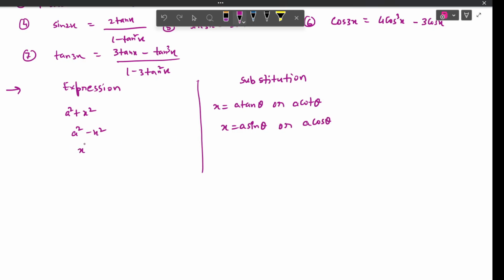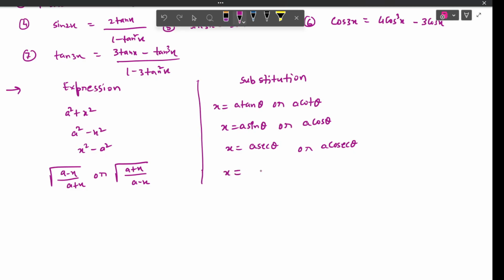If there is any expression as x square minus a square, then you have to substitute x equals to a sec theta or a cosec theta. If the expression looks like this, a minus x by a plus x, or root under of a plus x by a minus x, then you have to substitute x equals to a cos 2 theta.